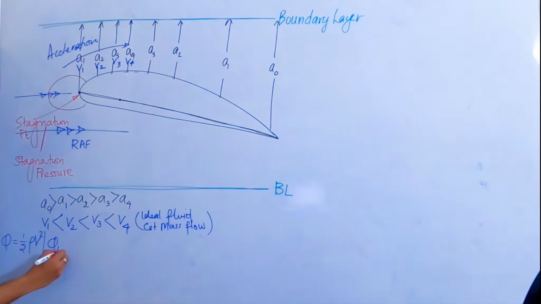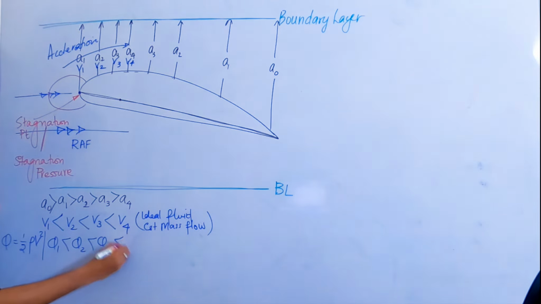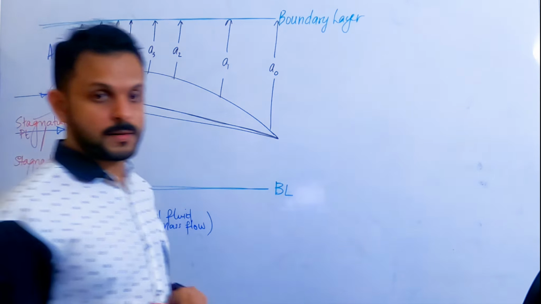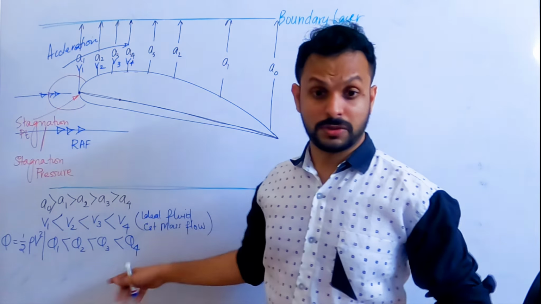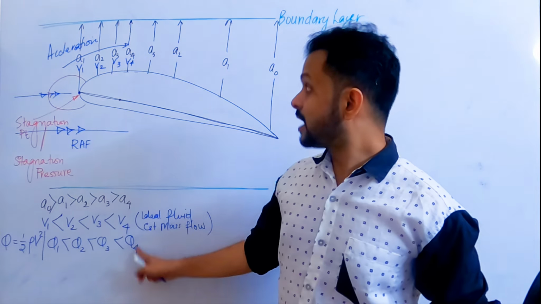I can write Q1, dynamic pressure at point 1, is less than at 2, less than at 3, and highest at 4. Correct? Because the velocity at 4 is the highest, therefore the corresponding dynamic pressure, which is half rho v square, is going to be highest over here.